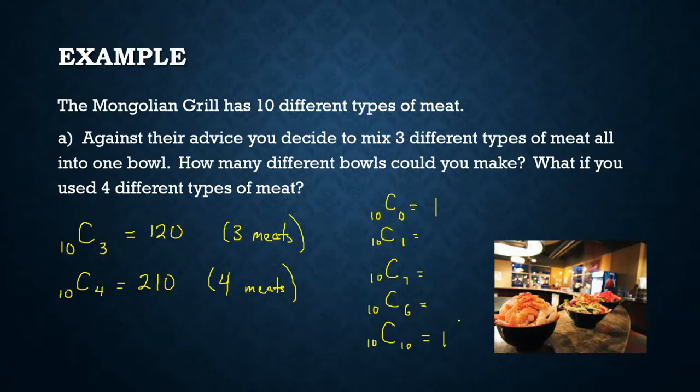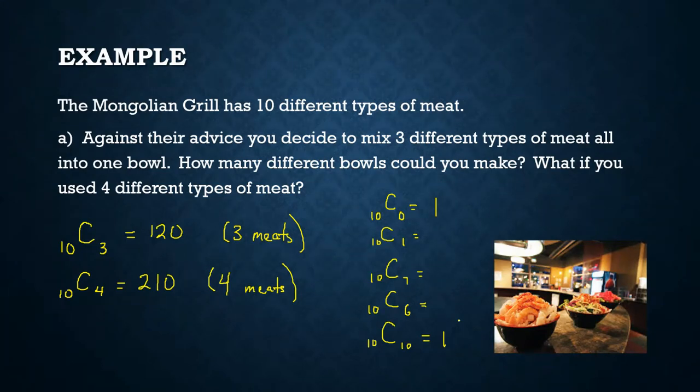10 choose 0 is kind of similar. It's like asking, well, how many ways can you pick 0 of the meats to put in your bowl? Well, there's just one way to do that. You just don't put meat in there. You could also think of it as, how many ways can you choose no meats to be left out? It's the same as 10C10.